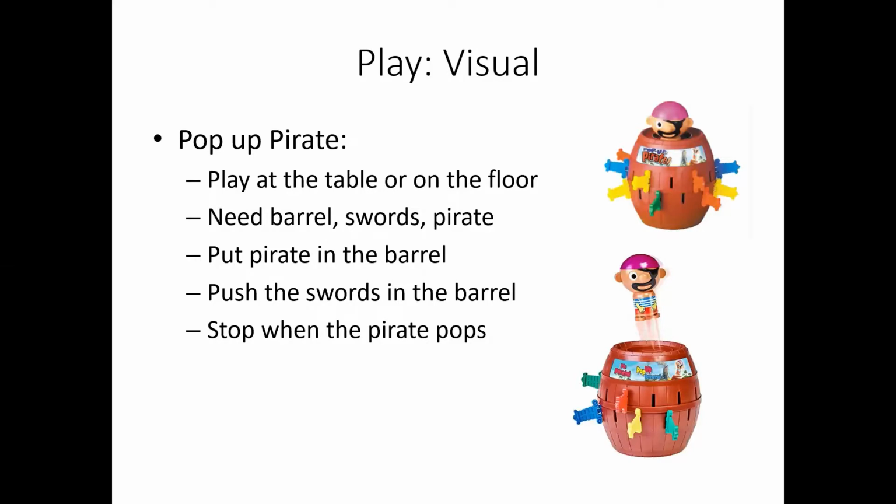So here's an example of a play visual for the game Pop-Up Pirate. We could have the visual stating play at the table or on the floor. We could state what we need: the barrel, the swords, the pirate. We can state how to play: put the pirate in the barrel, push the swords in the barrel, stop when the pirate pops. So we're giving a task analysis or a set of instructions for what's needed and how the game works. We could also add in taking turns. Depending on how many people are playing, we have to wait until each person takes a turn before I can take my turn again. So it's helping them understand the rules around the game and how to play with that toy.